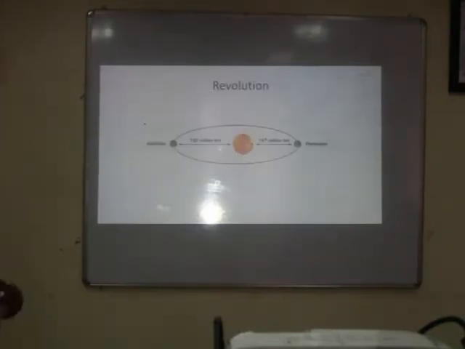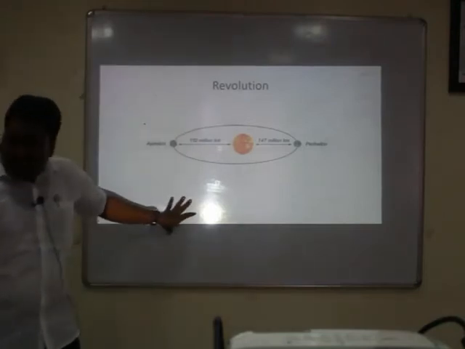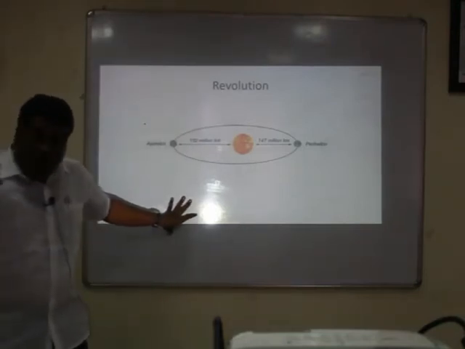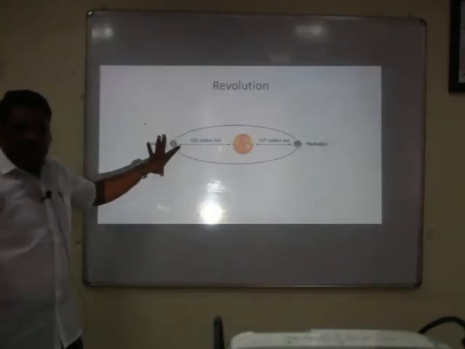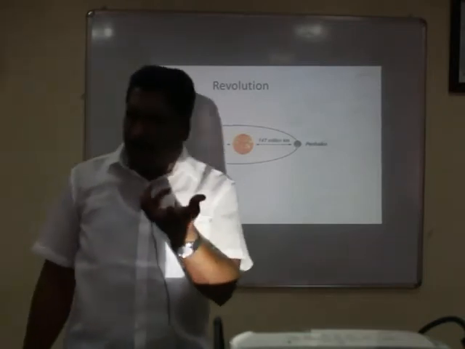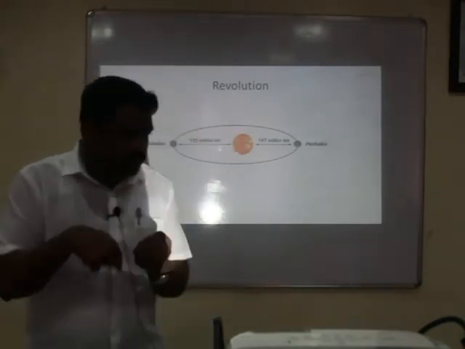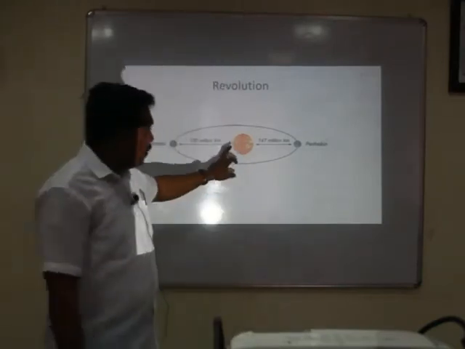Now moving further, my friend. When I talk about revolution, I said the movement of earth around sun, you call them as what? Revolution. Now the question is, what about the path of the orbit? You call it what? Orbital path. Is it circular? No. You call it what? Elliptical. Somewhere you write it.